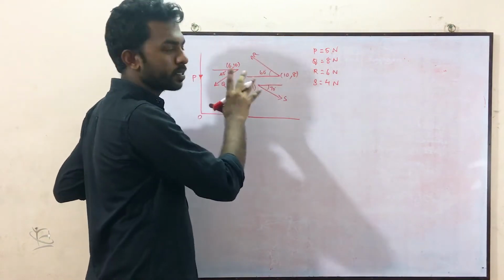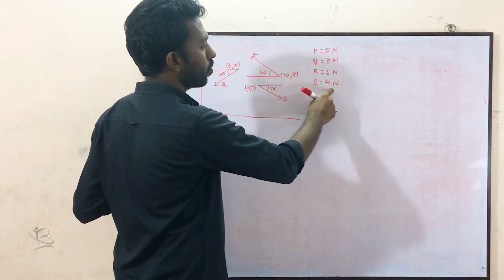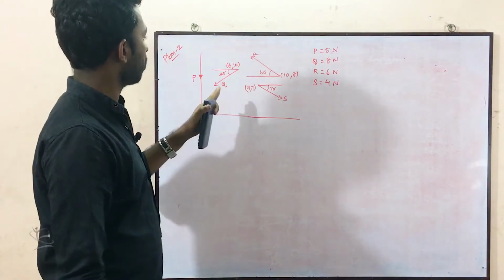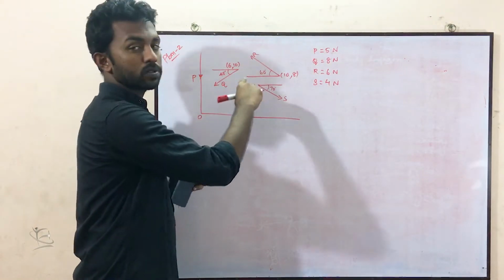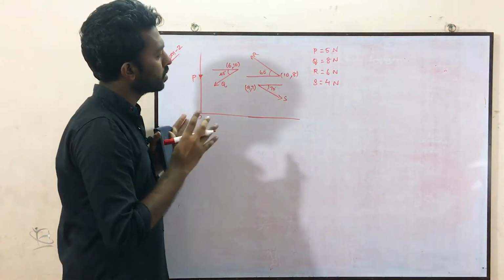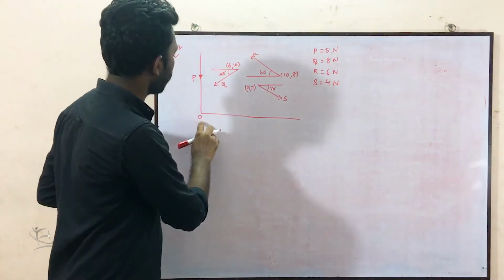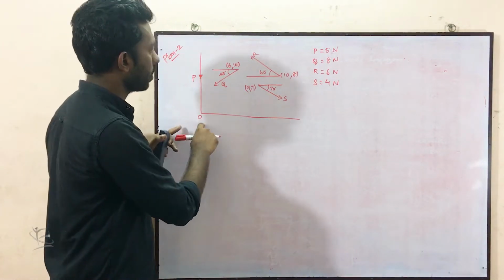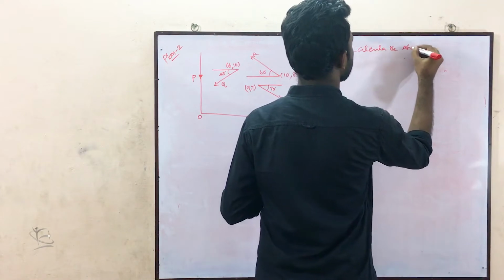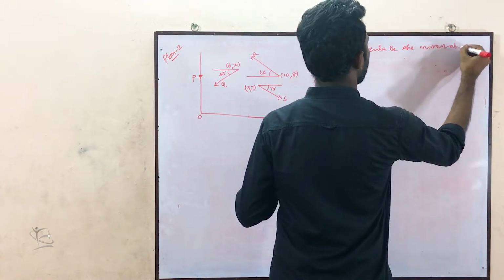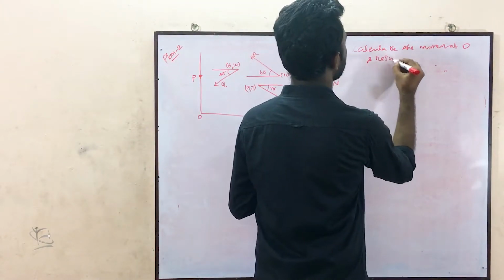For this force system, P is given as 5 Newton, Q is 8, R is 6, and S is 4 Newton. All these forces except P are inclined forces. For this force system, we have to calculate the moment about this point O. In the question, it is given to calculate the moment about O by all these forces and the resultant moment.